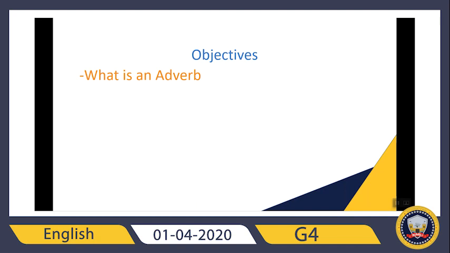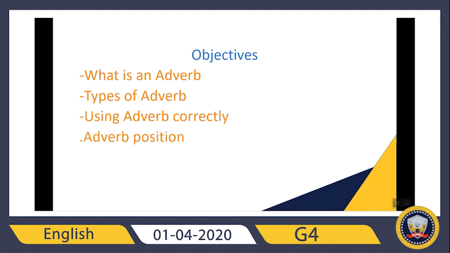The second thing we need to know in this lesson is the types of adverb. We have different types of adverb, so we need to know them. The next one we need to know is using adverbs correctly. We need to know how to use the adverb correctly, where the adverb has to be placed, the position of the adverb in a sentence. So we need to know the definition first.